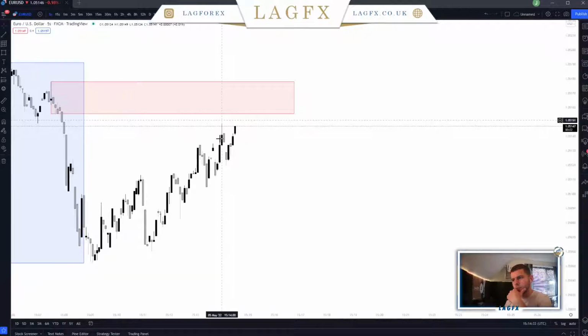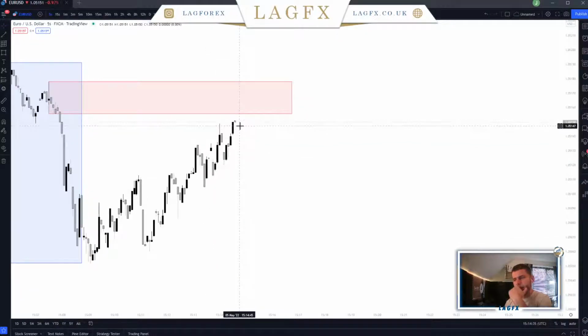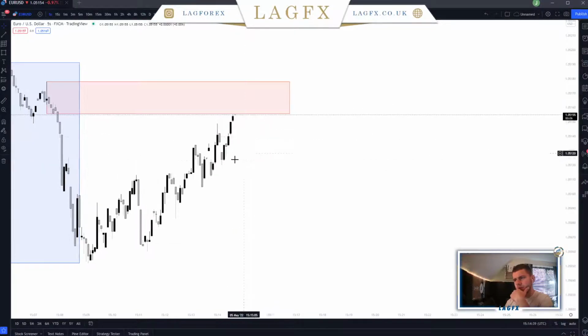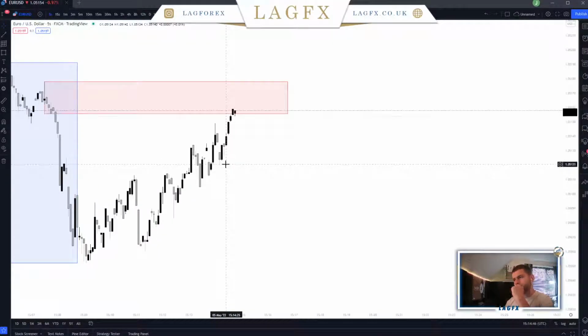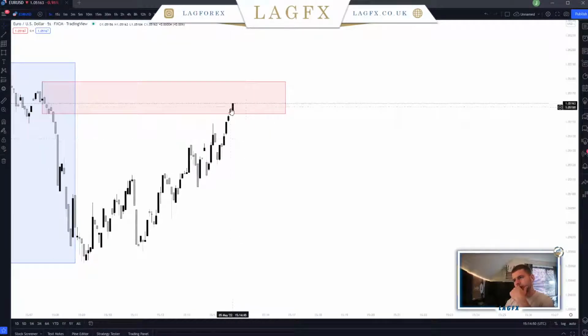So I'm kind of liking this. We are building some liquidity. Ideally, I'd want to see price tap, have a displacement, and then we can look to enter if that is what happens. But we can see we're already getting a slight bit of rejection from the zone.